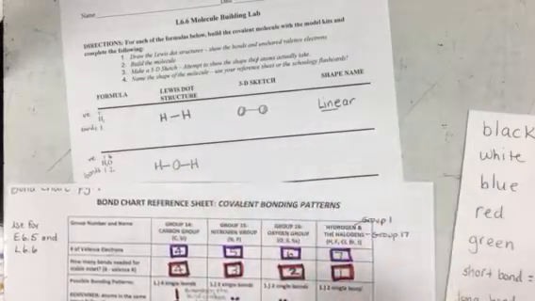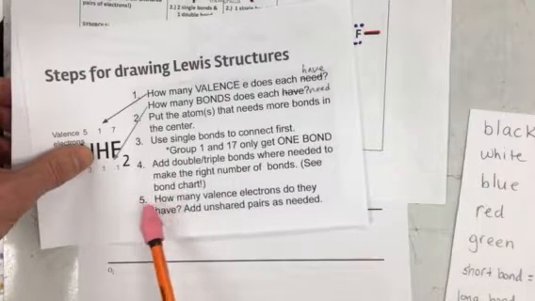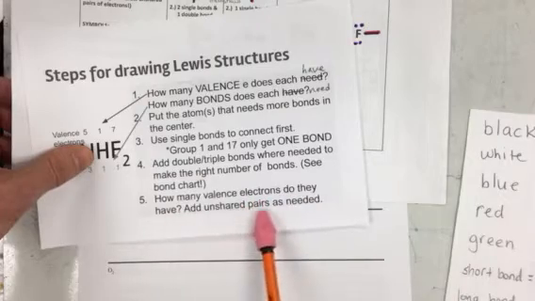And hydrogen doesn't want more bonds either. So that means I'm now on step 5. I'm not going to add double or triple bonds. Step 5, how many valence electrons do they have? Add unshared pairs as needed.